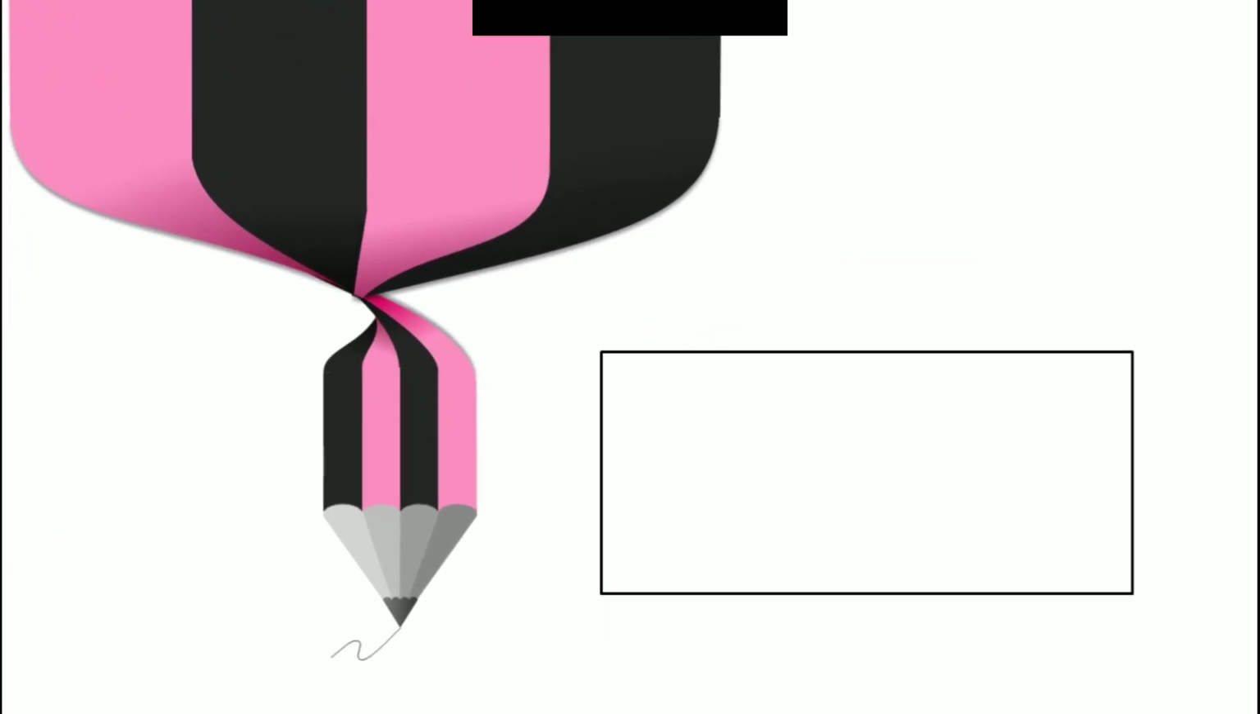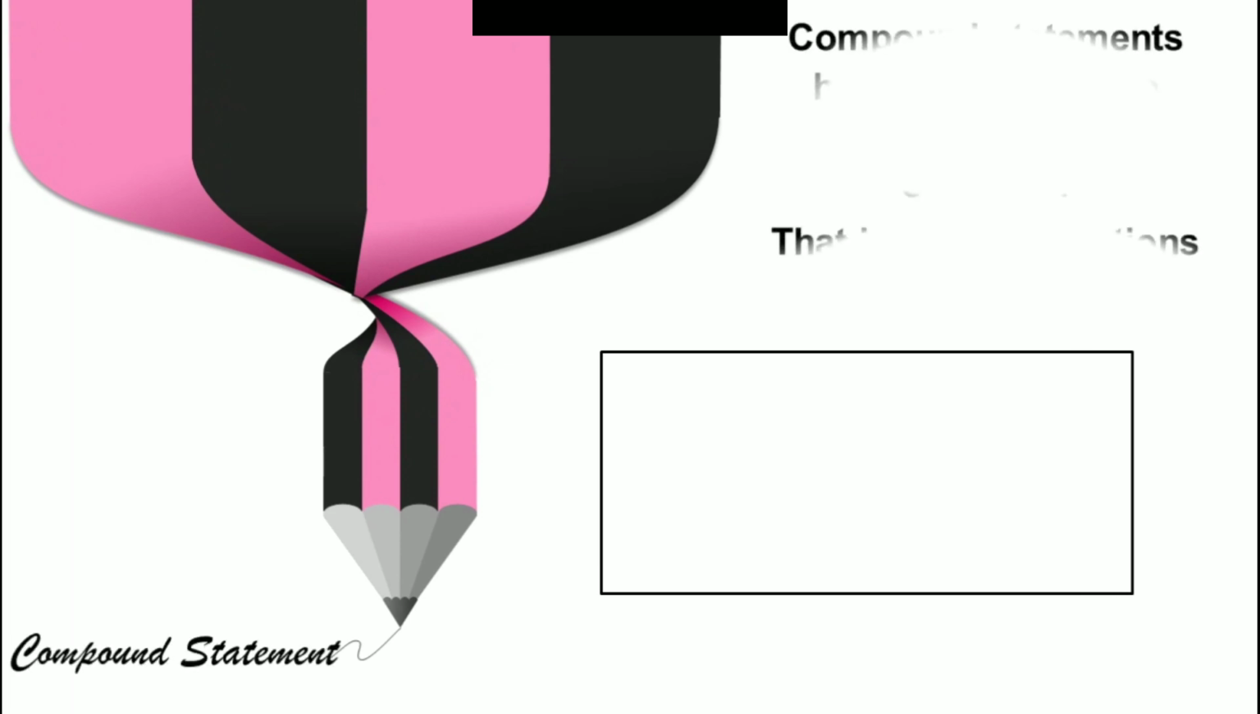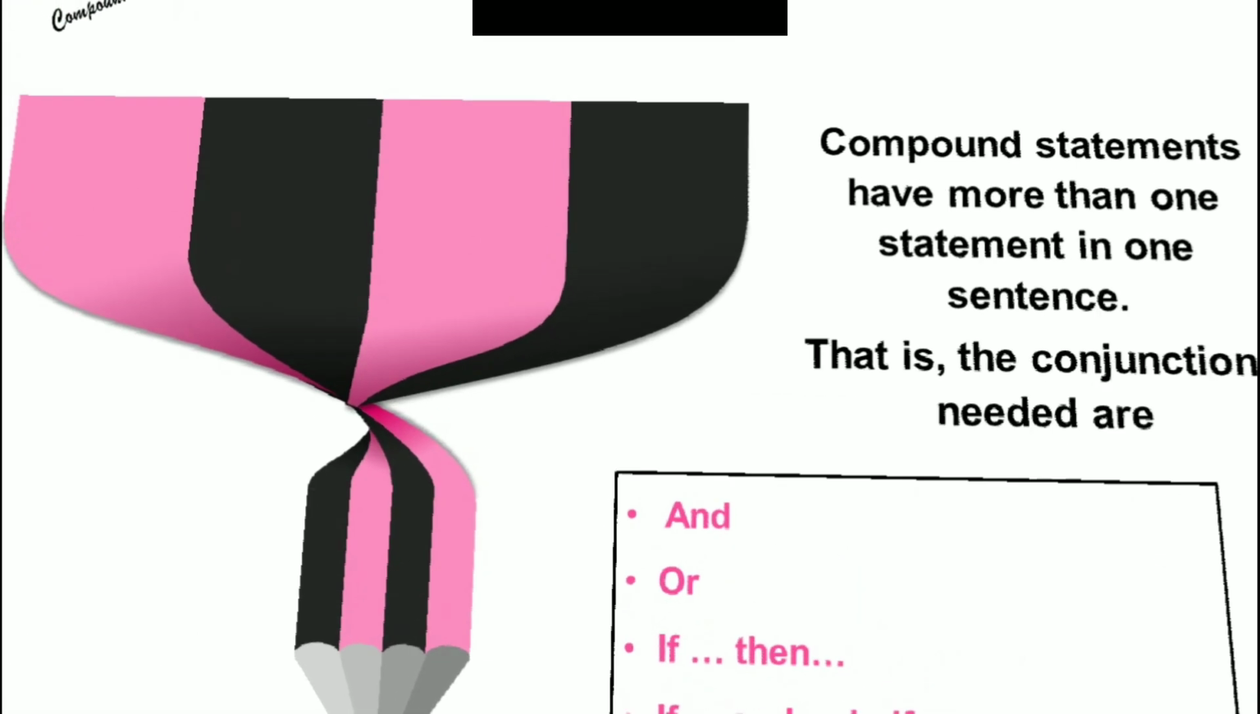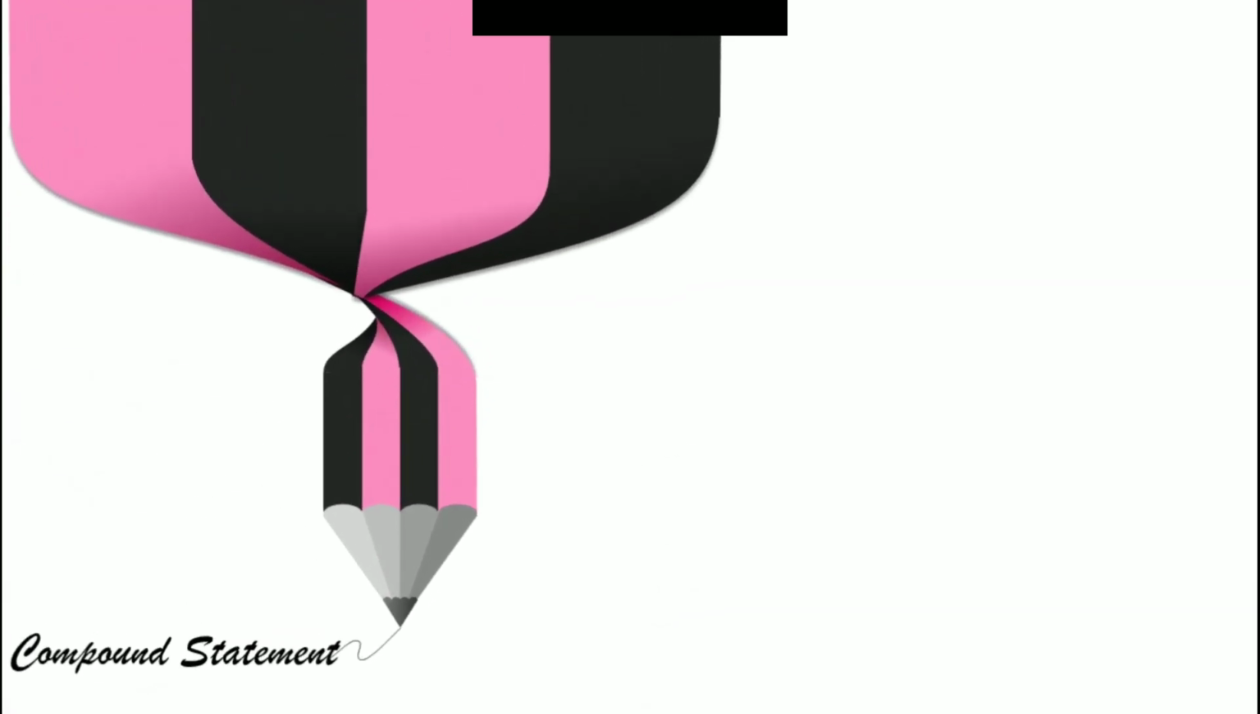The fourth material, compound statement. What are compound statements? Compound statements are statements that have more than one statement in one sentence. The conjunctions needed are and, or, if then, if and only if. We start from the first conjunction, which is and.